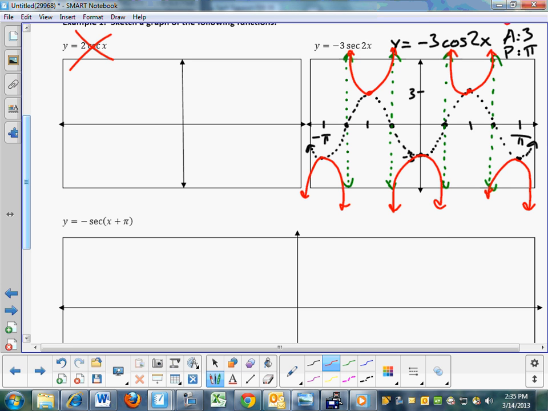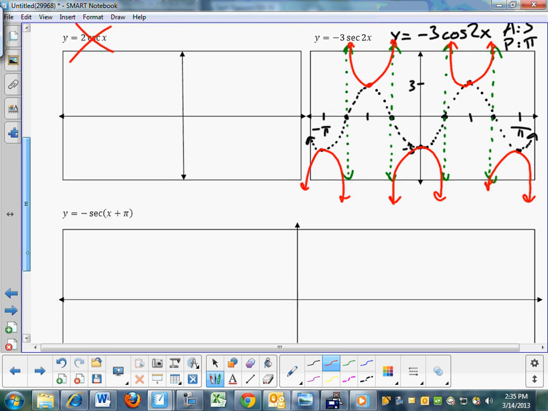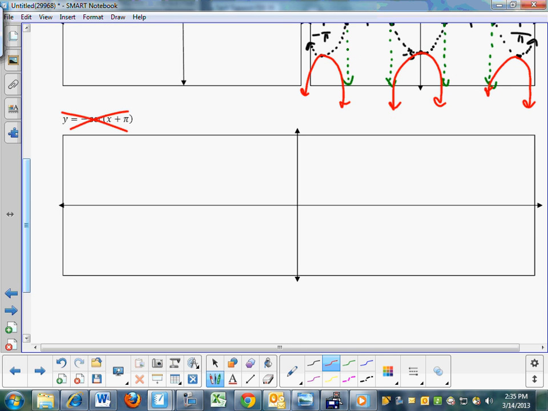Any questions on that example? Then we do the last example. Cross this one off. I don't want to do that one. We do y equals negative 2 cosecant of pi x minus 1 plus 2.